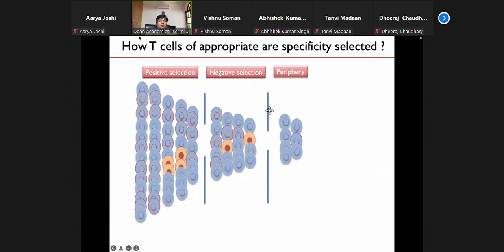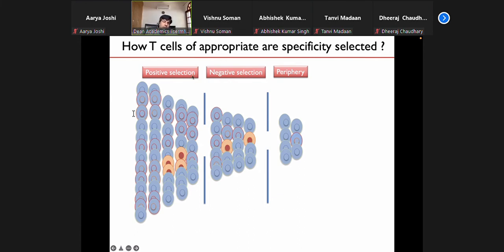Again, if you summarize these processes, basically the developmental processes of T cells for a particular specificity, it is to impress upon you that you start with so many cells, but you end up getting very few cells in the periphery. The first process is the positive selection, then the negative selection, and then these cells come to the periphery, which have successfully passed through the process of positive and negative selection.